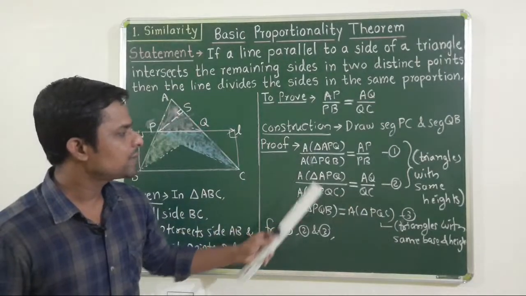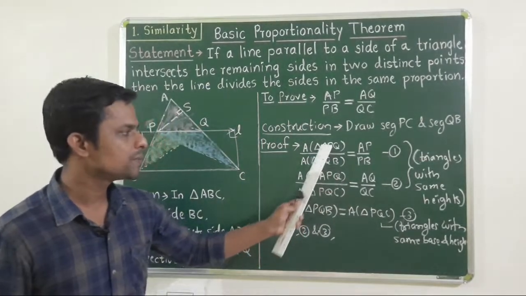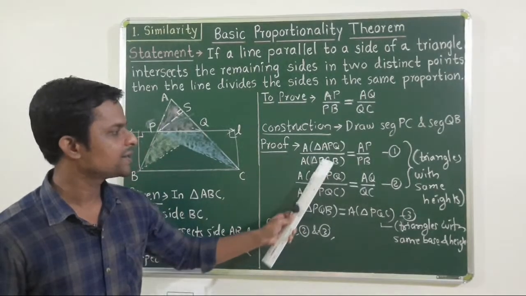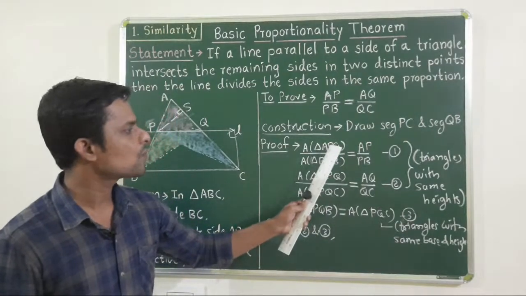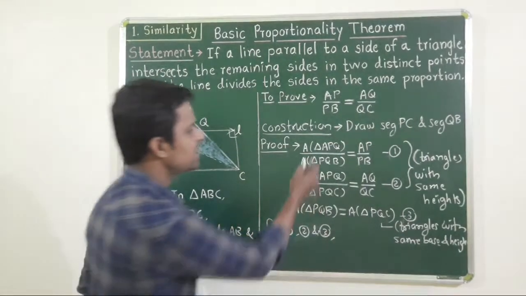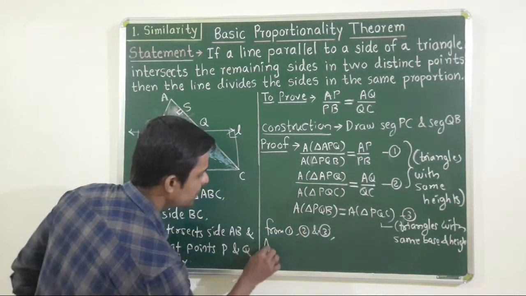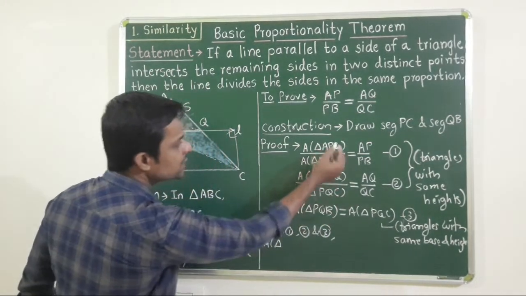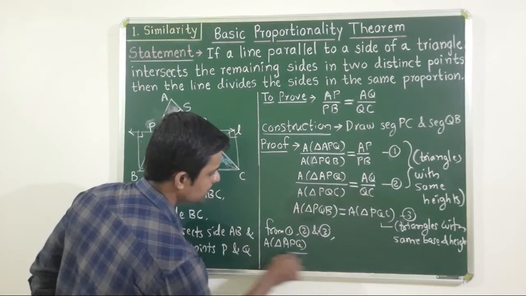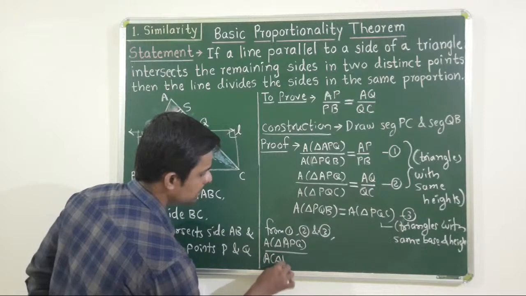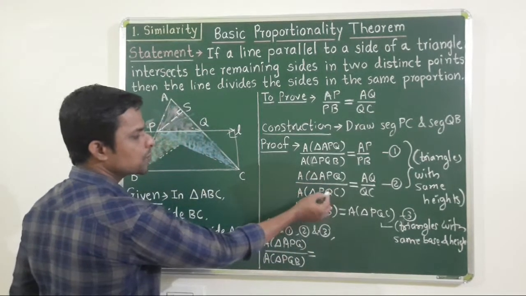Means from 1, 2 and 3 we can write these two left hand sides will be same. Numerator is already same and denominators we got same in statement number 3. Therefore, from 1, 2 and 3 we can write left hand side is equal to this left hand side, that is area of triangle APQ upon PQB is equal to area of triangle APQ upon PQC.